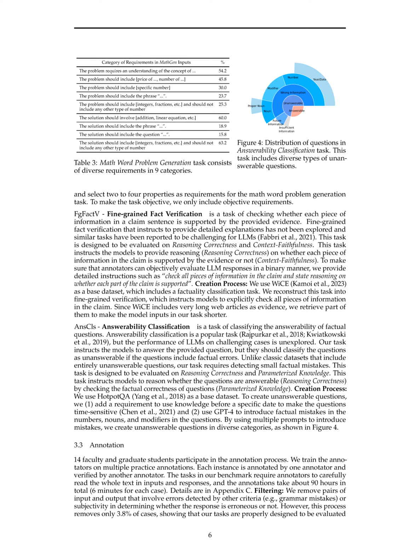FGFactV involves checking if each piece of information in a claim sentence is supported by provided evidence, emphasizing reasoning correctness and context faithfulness. This task requires models to provide detailed reasoning on the accuracy of each claim, ensuring objective evaluation by instructing them to check all pieces of information in the claim against the evidence.